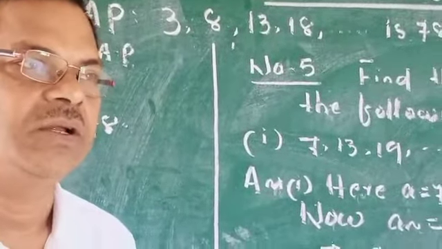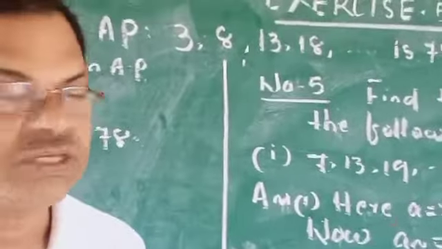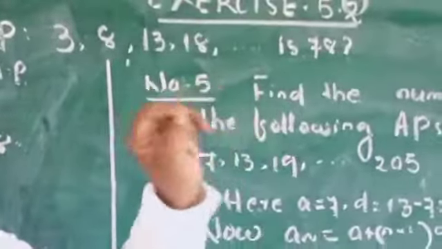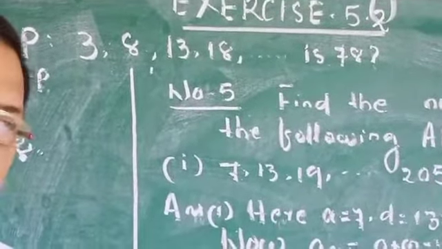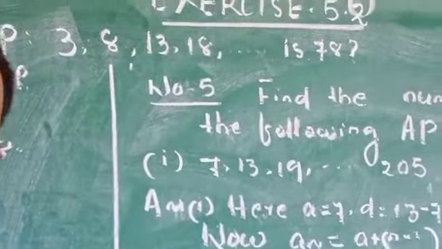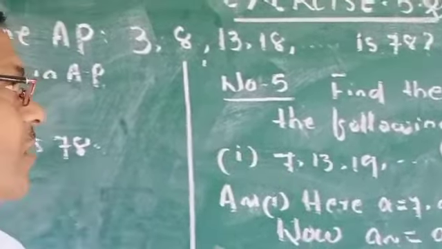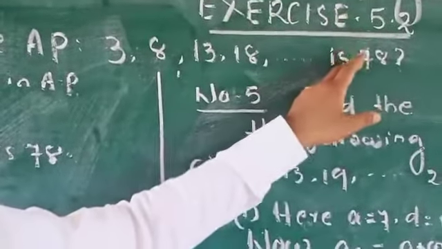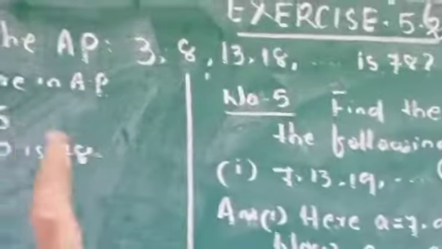How do we find it? We have to take, let the nth term be 78. That means we have to calculate the value of n. Whatever the value of n becomes, that term is 78. Understood? So what do we have to take? Which term of the AP is 78? We have to take, let the nth term be 78. All of you understood? Okay. I have written the same thing here.